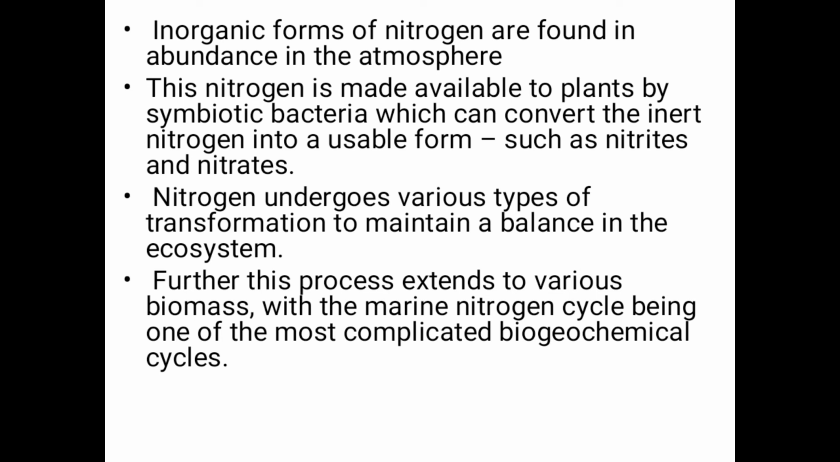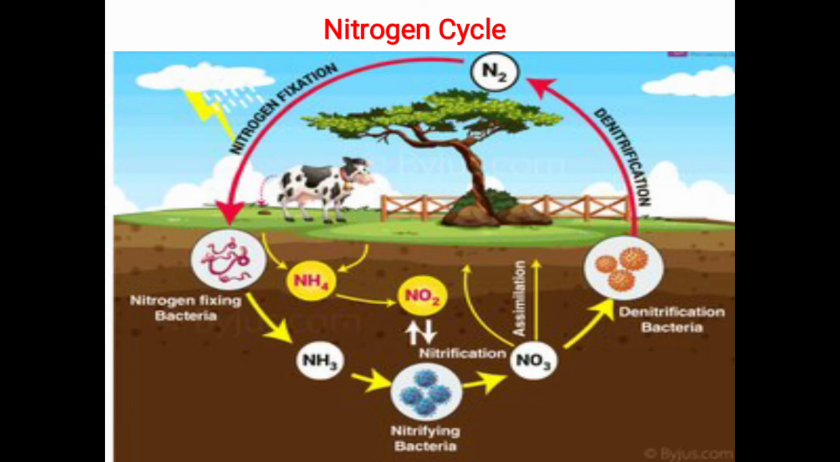So this is the nitrogen cycle, where you can see in the diagram that it includes nitrogen fixation, which takes place with the nitrogen fixing bacteria. Next it undergoes nitrification with the help of nitrifying bacteria. Then it undergoes denitrification with the help of denitrifying bacteria, and again that leads to nitrogen fixation. This is the nitrogen cycle.